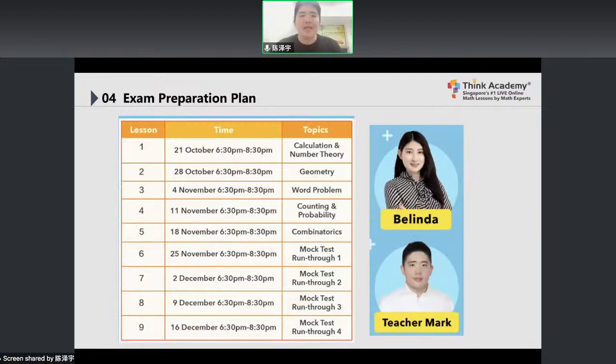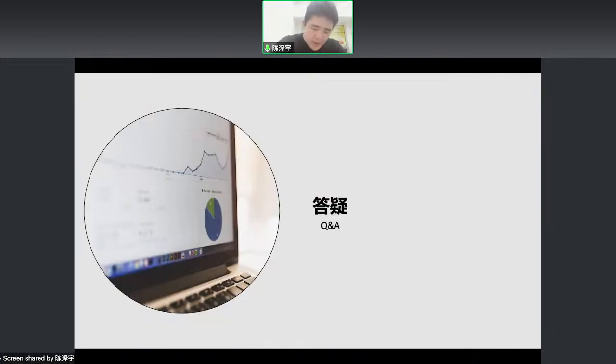So this is the course information about the shortened course and the mock test. Teacher Belinda and I will do the shortened course and mock test run-through. We'll learn calculation, number theory, geometry, word problems, probability, and combinatorics, the most important topics in the AMC8. So that is basically everything about today's seminar.